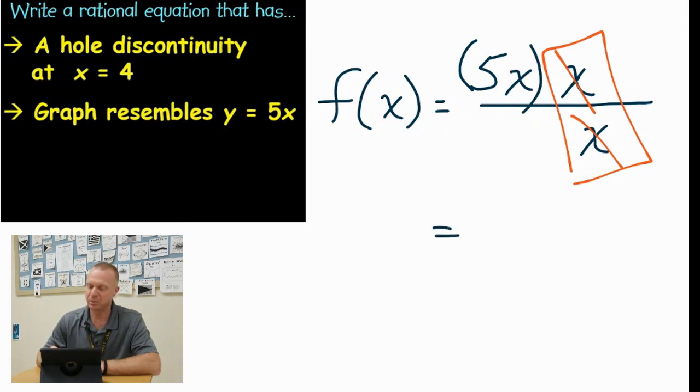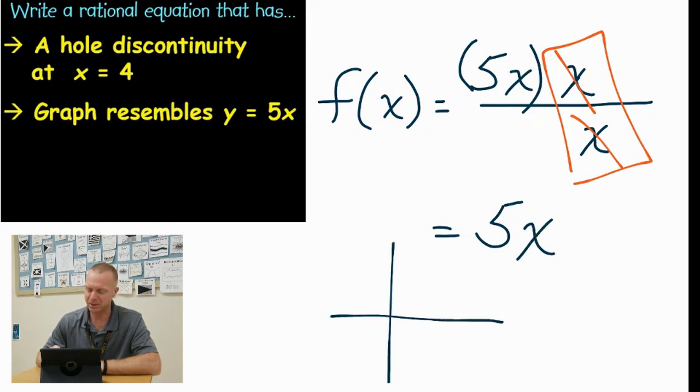What that means is really that the graph is going to look like 5x. What's 5x? Remember, 5x is just a line. It has a slope of 5. But technically, it's a line that has a hole in it. It has a hole in it at 0.